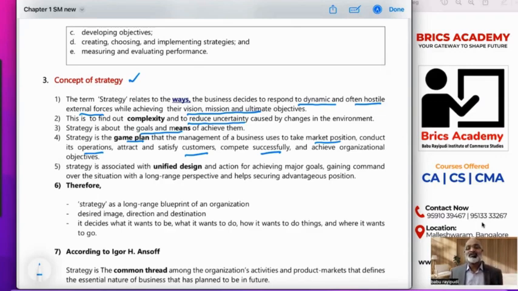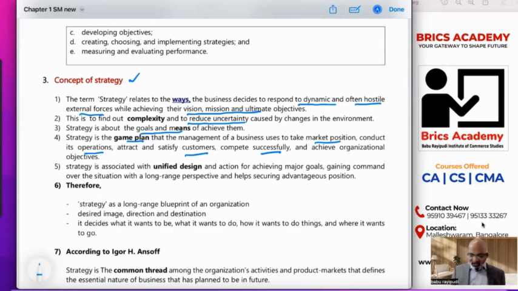First one is, strategy is a bunch of actions which will help us to face external forces so that we may be able to achieve vision, mission, objectives. Second is what? Strategy helps us to find complexities and reduce uncertainties. Strategy helps us to set goals and also achieve them. Next one, strategy is a game plan. In that game plan, what is that game you're playing? I'm playing a game to improve my market position, to run my operations, to attract my customers, to compete successfully.